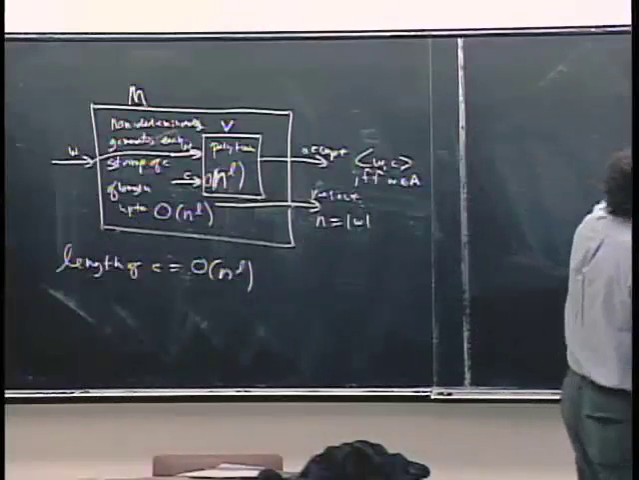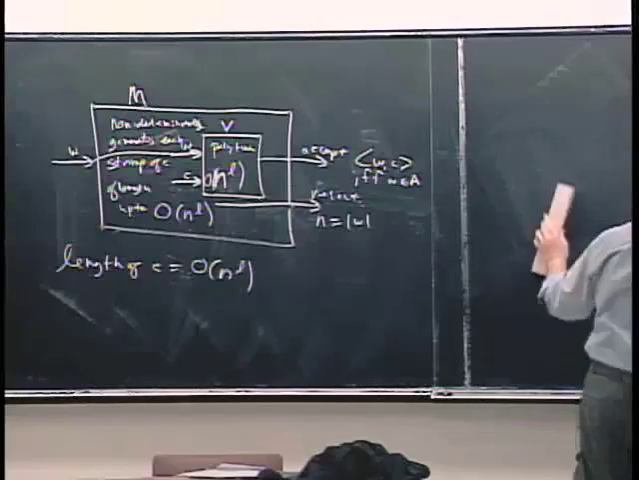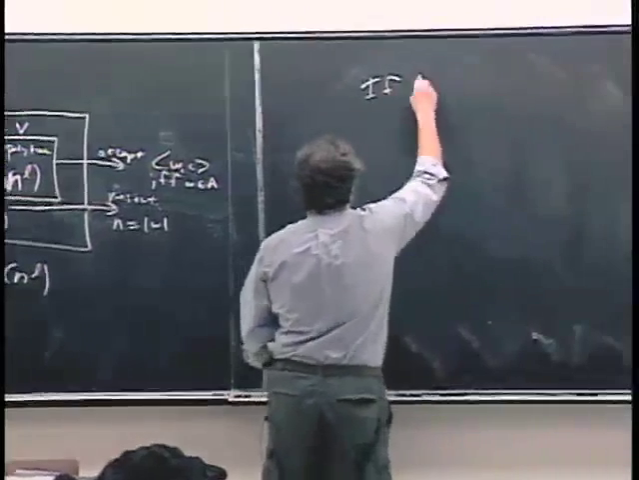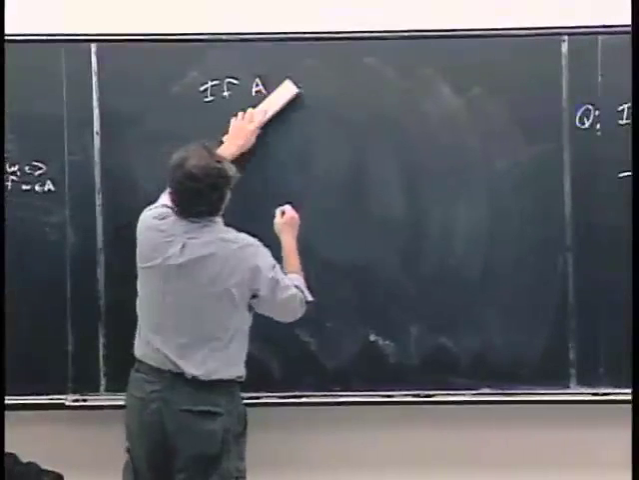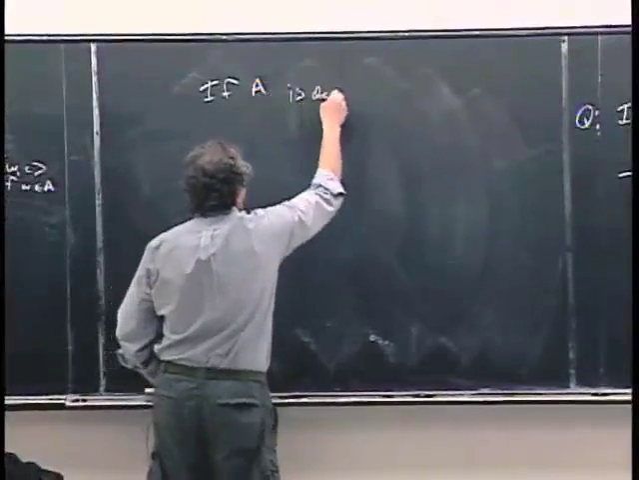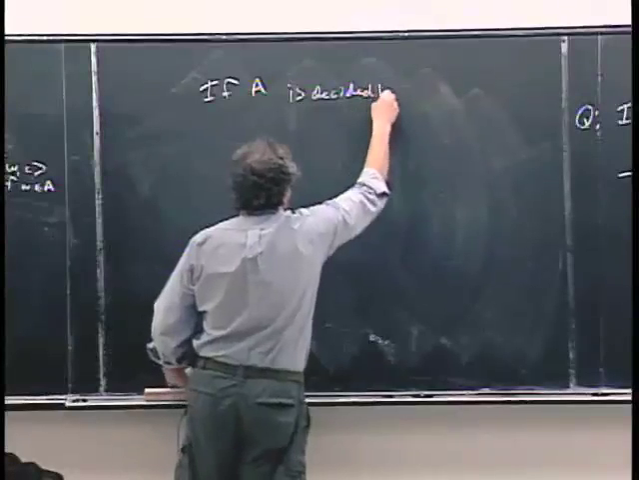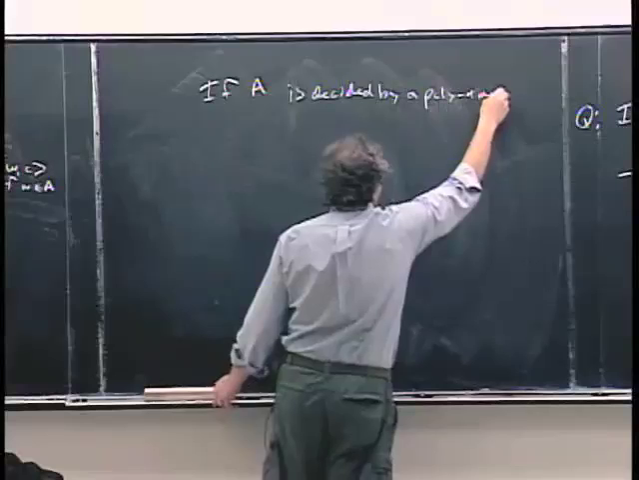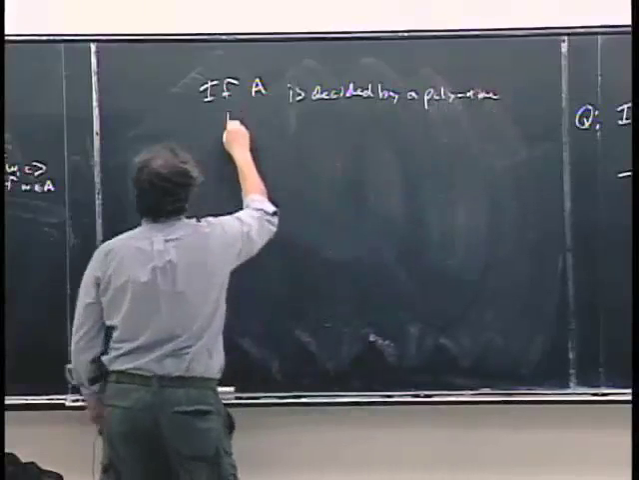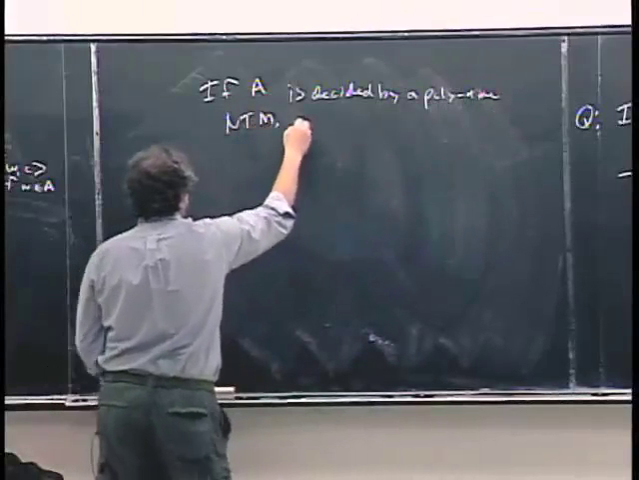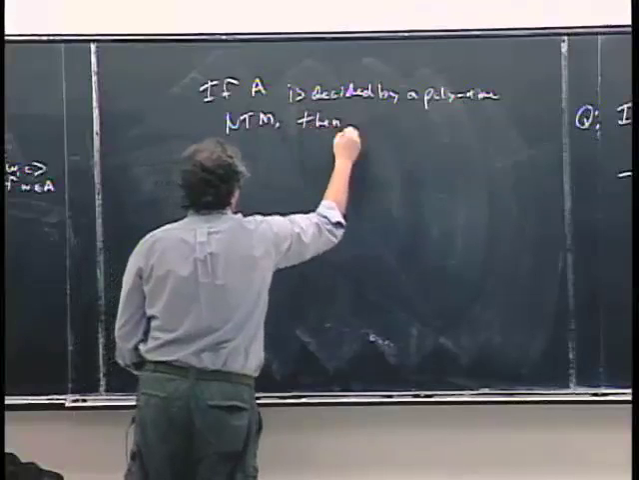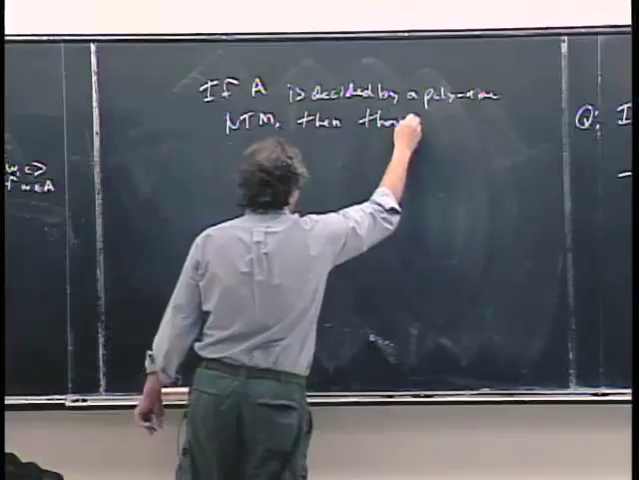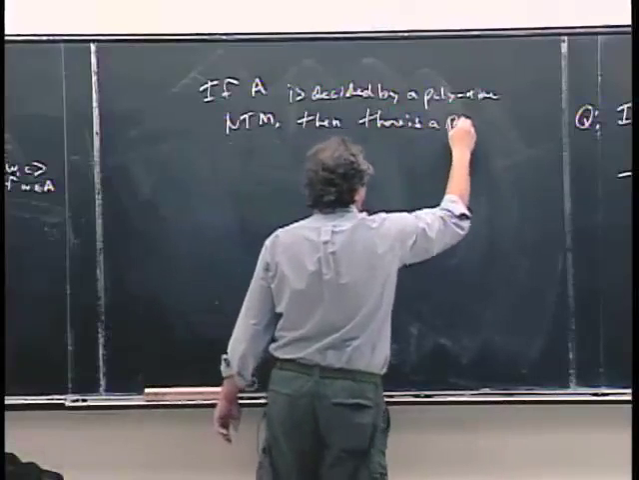Okay, now in the other direction, if A is decided by a polytime non-deterministic Turing machine, then we want to show that there is a polytime verifier.